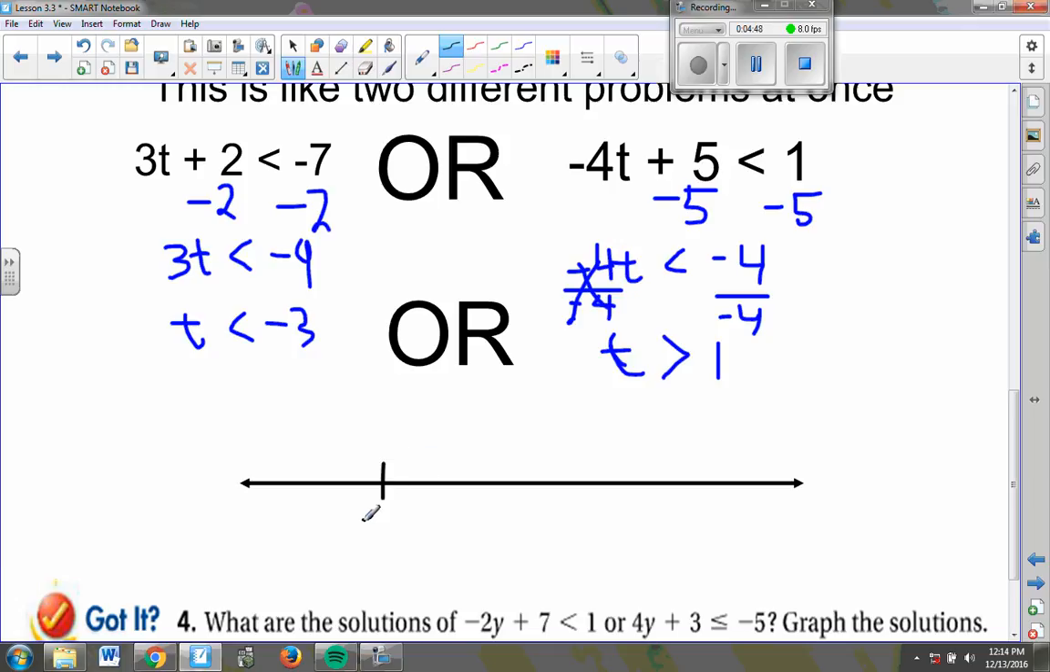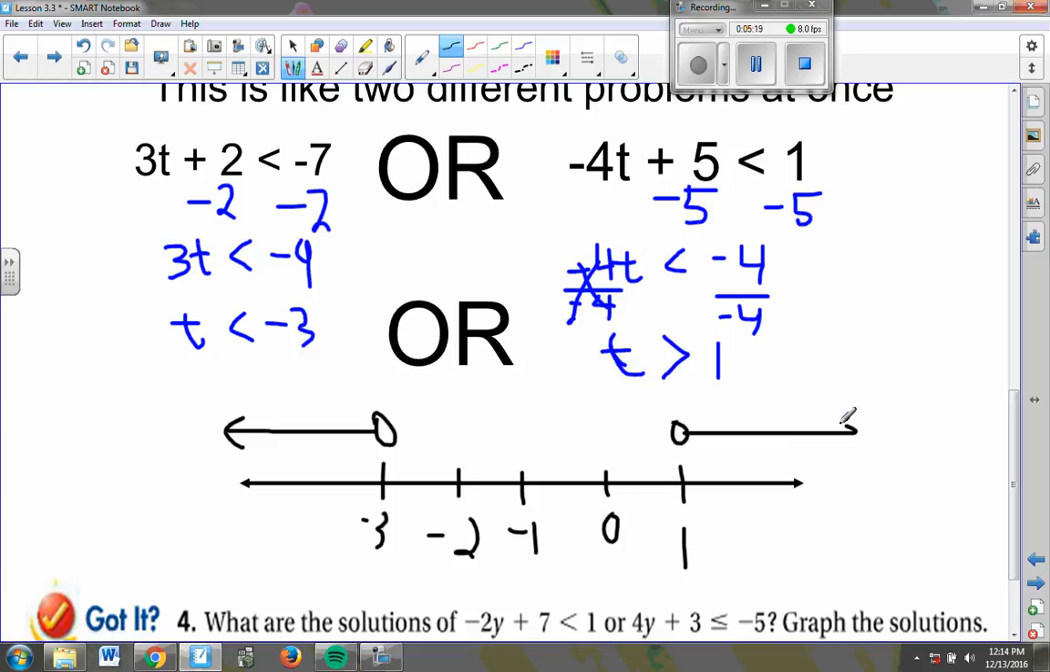Put -3 here, -2, -1, 0, 1, right there. Both of these pieces should have open circles because neither one of them had an equal to line. So there's an open circle at -3. There's an open circle at 1. Now, because this is an or inequality, I should go this way from -3 because I want t to be less than -3. And I should go this way from the +1 because I want t to be greater than 1. So this is the graph of t less than -3 or t greater than +1.